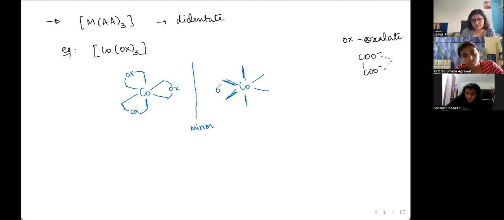So this one is on this particular plane. Iska mirror looks like this. So this is on top, this is on the bottom. Okay, so this is roughly what it looks like. It is difficult to figure out that these two are non-superimposable right now because we are drawing it on a 2D plane, right?